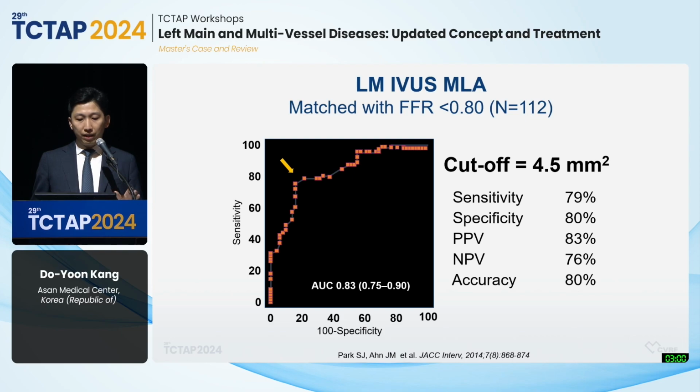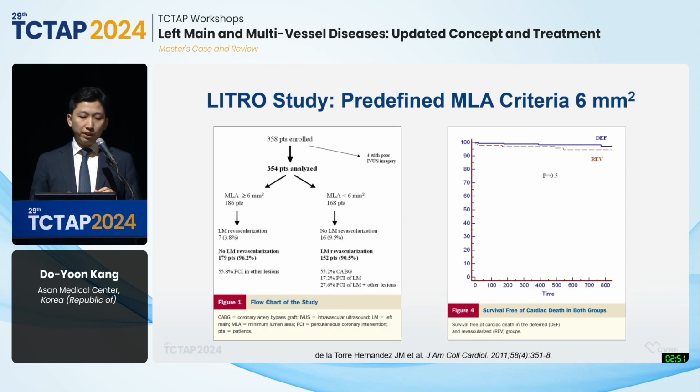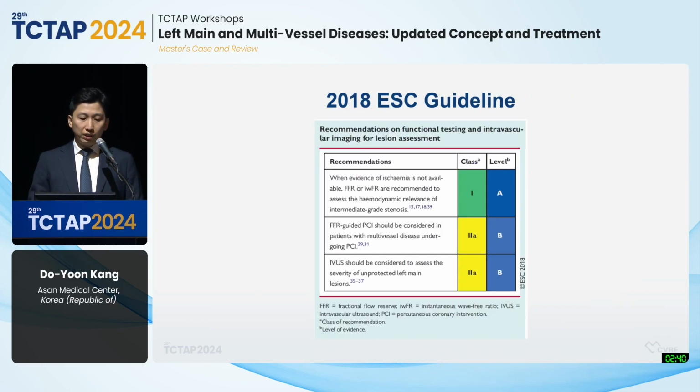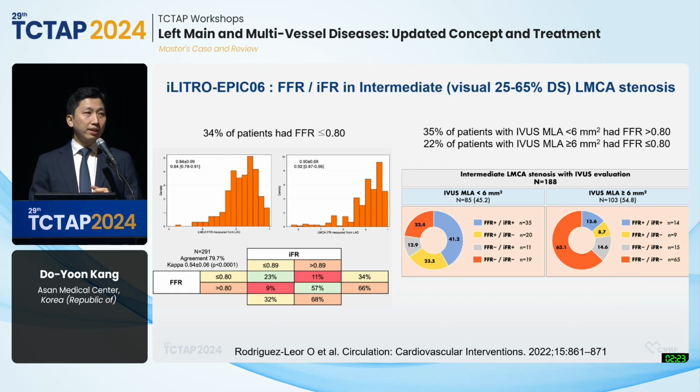We have published data comparing FFR and IVUS MLA, with 4.5 square millimeters as the cutoff. And the European data, the LITRO study, showed the predefined MLA criterion of 6 was where FFR 0.80 was evaluated. Therefore, the 2018 ESC guideline recommends IVUS to assess the severity of unprotected left main lesions, considering those data with good association between MLA and FFR. However, there is still some discrepancy between IVUS and FFR.